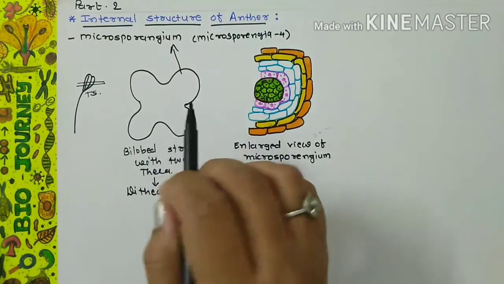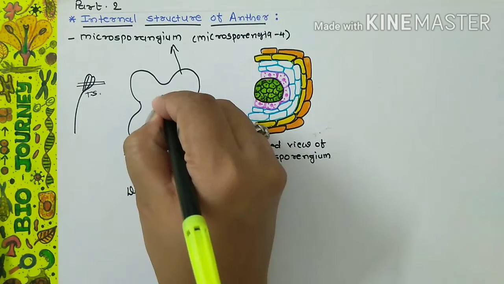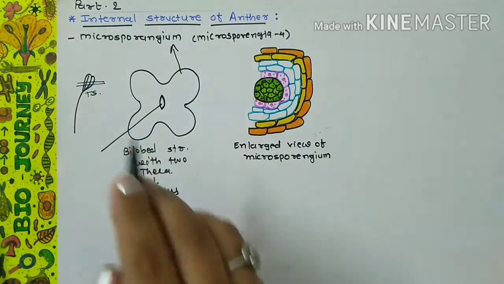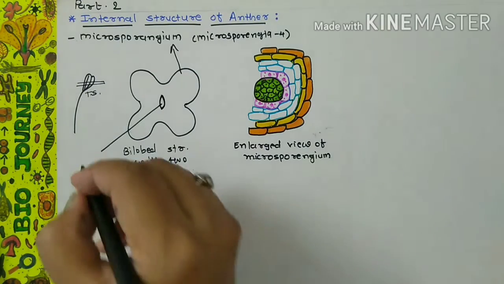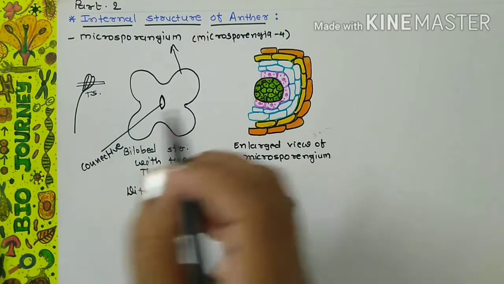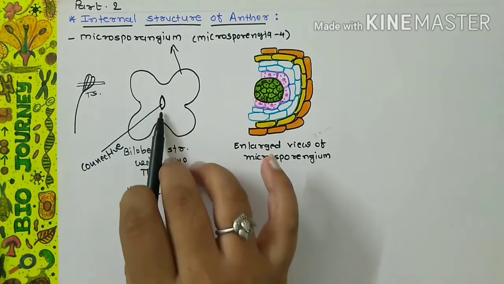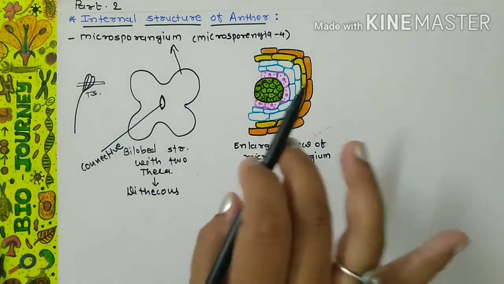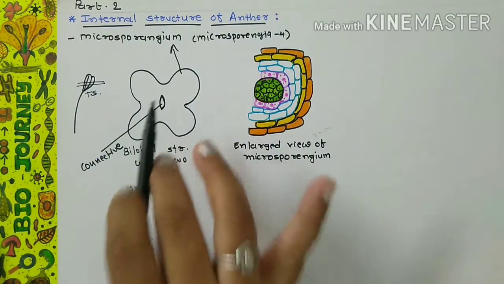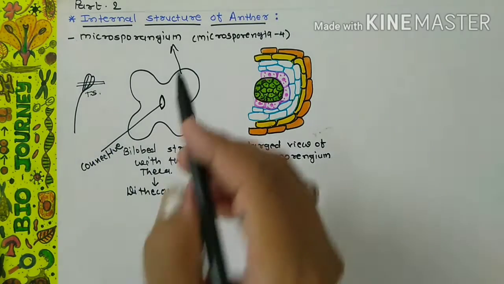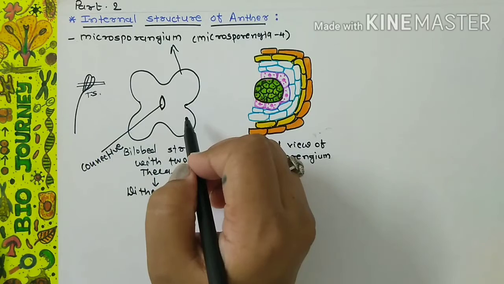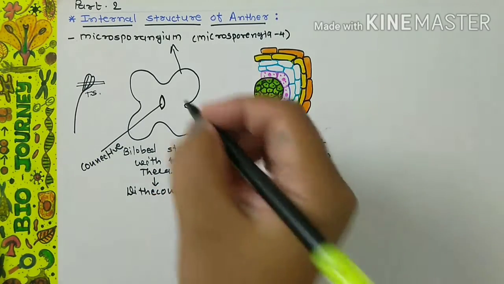Now internally, in the center of this TS of the anther, there is a sterile tissue portion that is known as the connective. This is the sterile region which is not involved in the formation of the pollen grain. It provides only the connection to the filament. Now these four regions are the important regions for pollen grain formation.